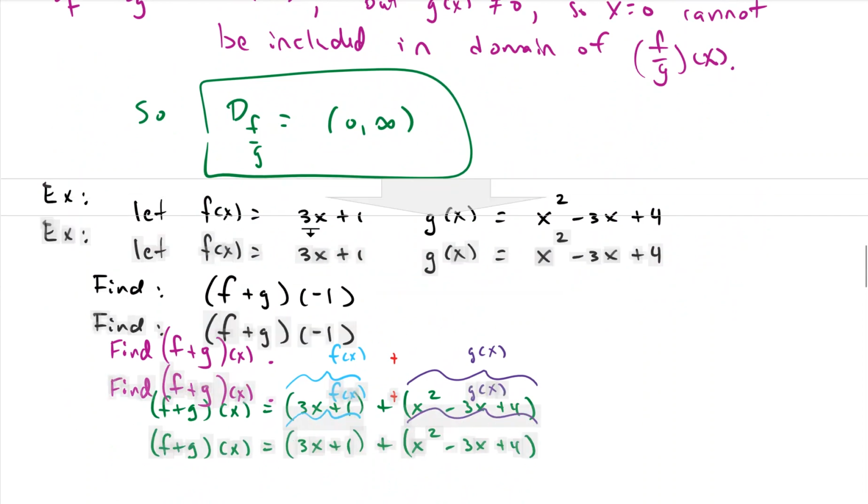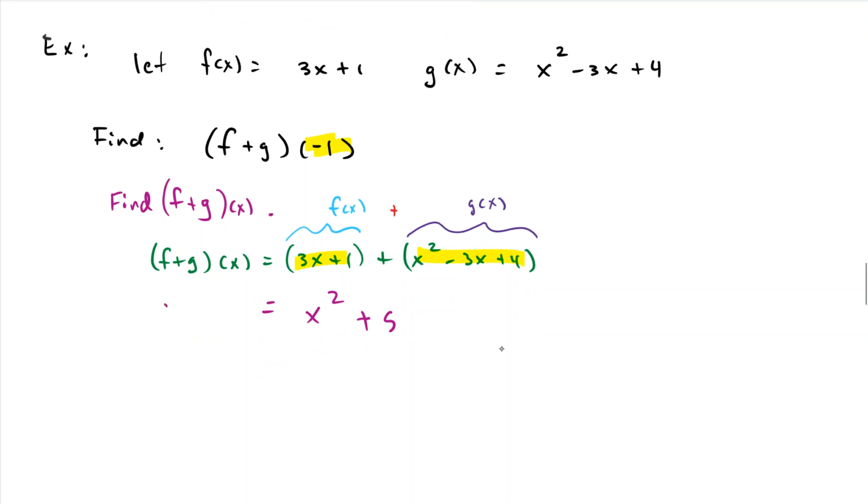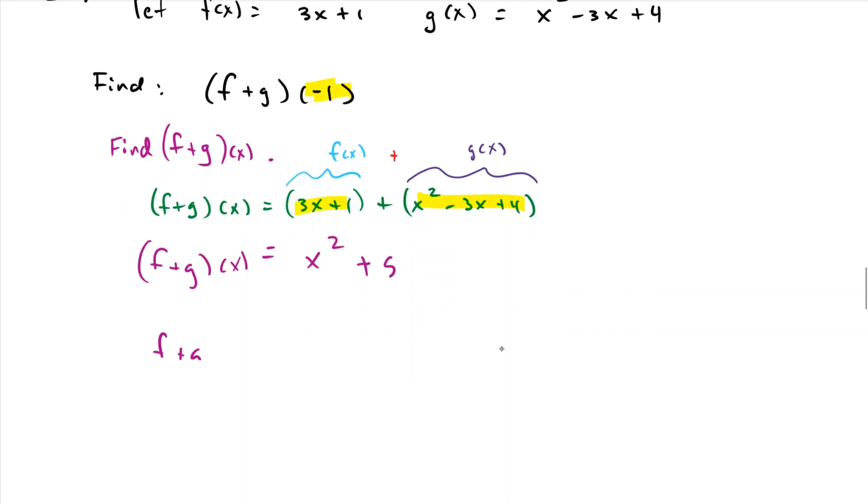So let's do one more little exercise right here. What if they asked us to compute f plus g and then said evaluate at x equals -1? Well, let's do it. We know what f is, we know what g is, we can add them together, and that gives us x squared plus 5. So that is f plus g of x. And now if we want to input -1, we have -1 squared plus 5, which gives us 6. That's it.